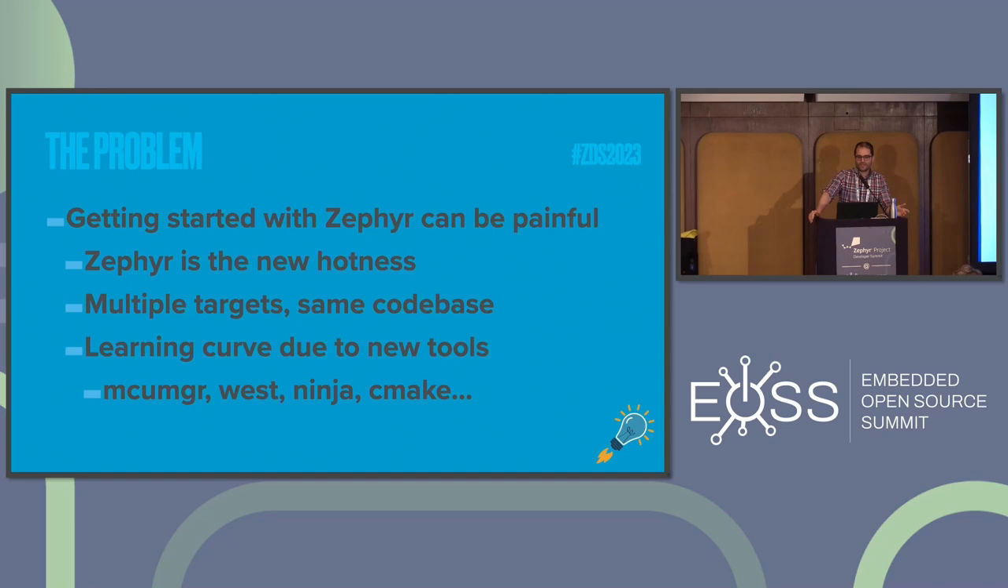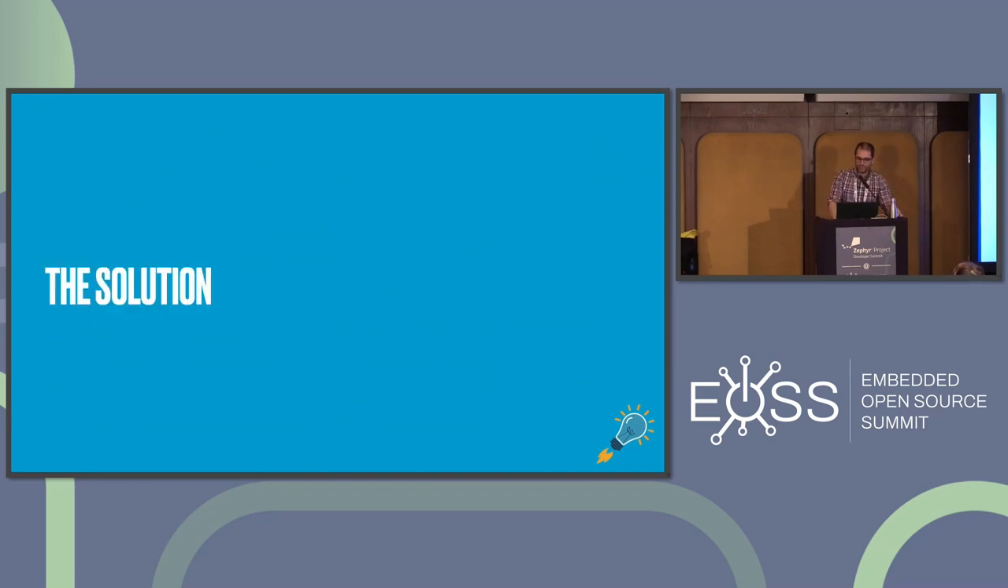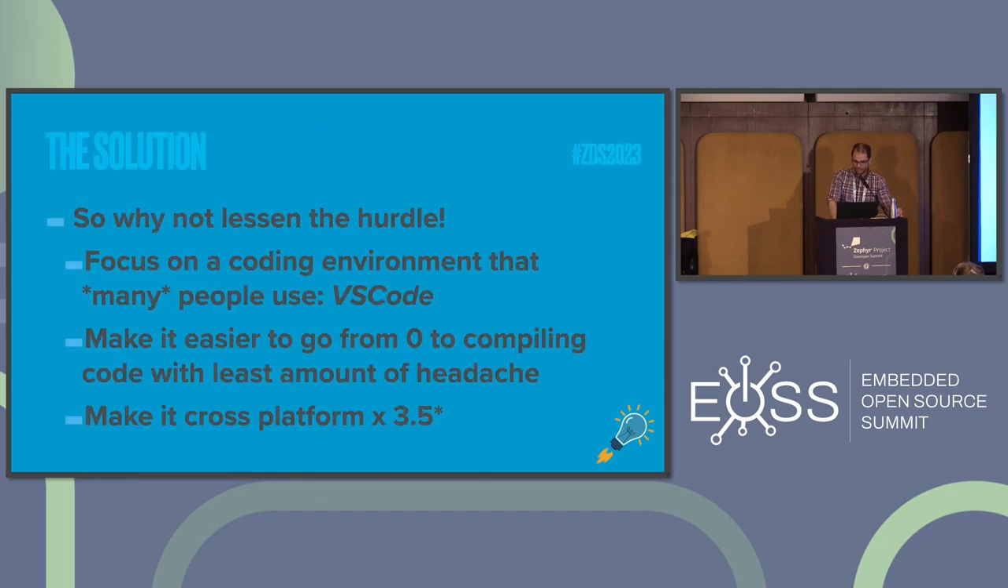One of the craziest and coolest things is I can write one single unified code base, change the target, and I can be running the same firmware on a completely different platform. That was actually my talk subject last year. But what we're going to be talking about today is figuring out how to use these tools a little bit easier. The list is long: MCU Manager, West, Ninja, CMake. So let's try to roll it into one if we can.